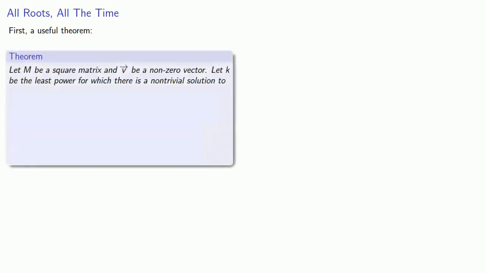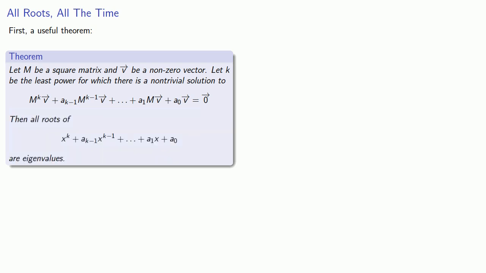And so we'll introduce a useful theorem. Suppose M is a square matrix and v is a non-zero vector, and let k be the least power for which there is a non-trivial solution to the linear combination equal to the zero vector. Then all roots of this minimal polynomial are eigenvalues.